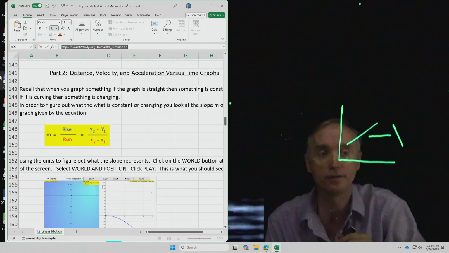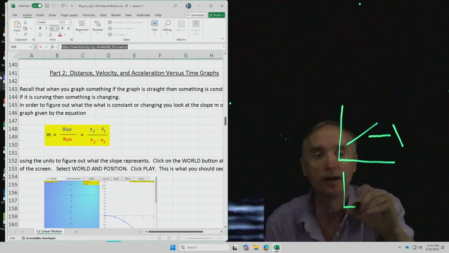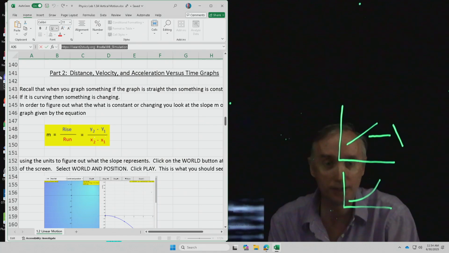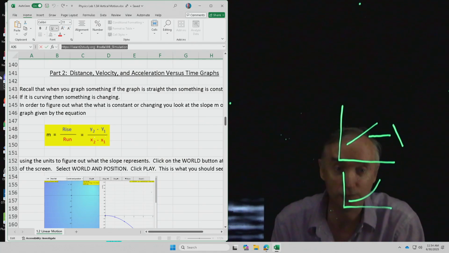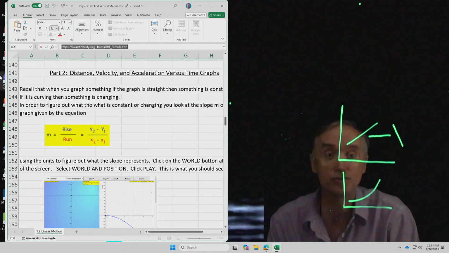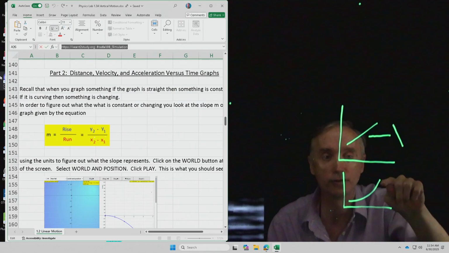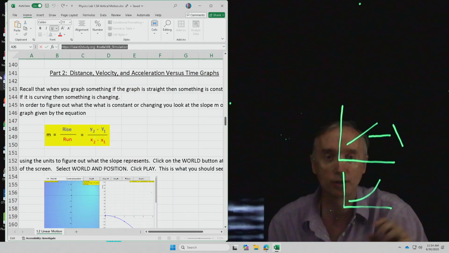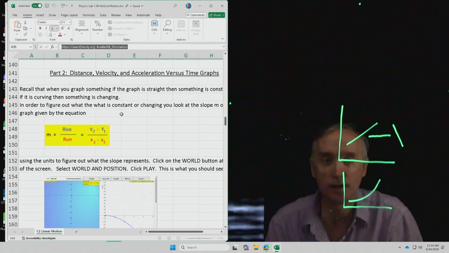On the other hand, if you've got a graph and something is curving, then it's not a straight line, which means that something is changing. So something is changing whenever you have a curve, and something is constant whenever you have a straight line. So we're going to be taking a look at that. In order to figure out what is constant or what is changing, you're going to be looking at the slope m of your graph.